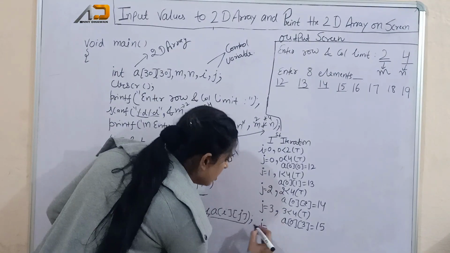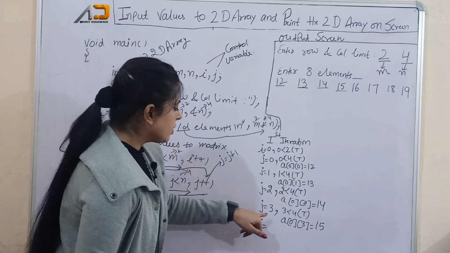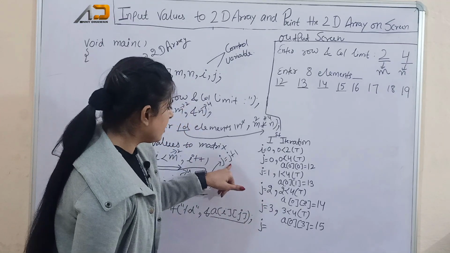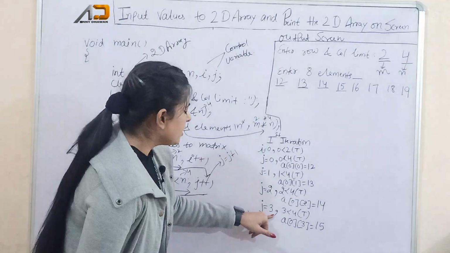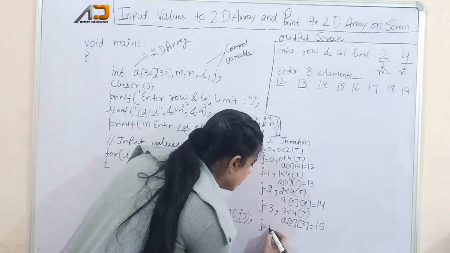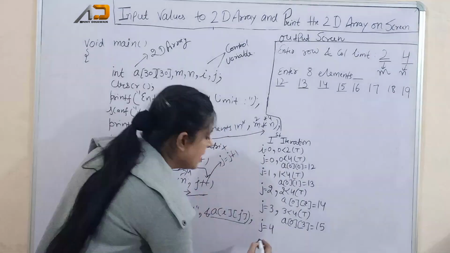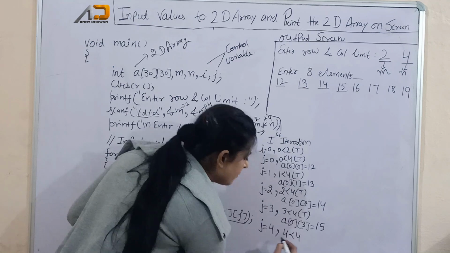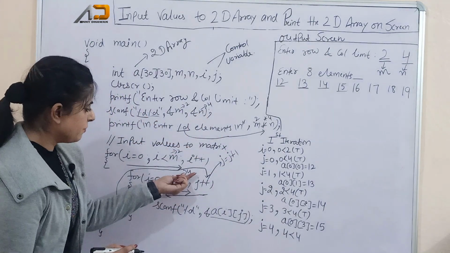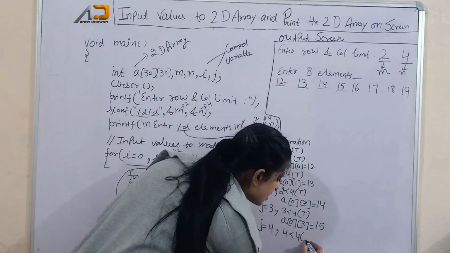Now what will be the j value now? What was the last value of j? It is 3. When 1 is incremented to this 3, then the j value will be 4 now. You will get 4 here, and now again check the condition, that is 4 less than 4? Now the condition is false here.